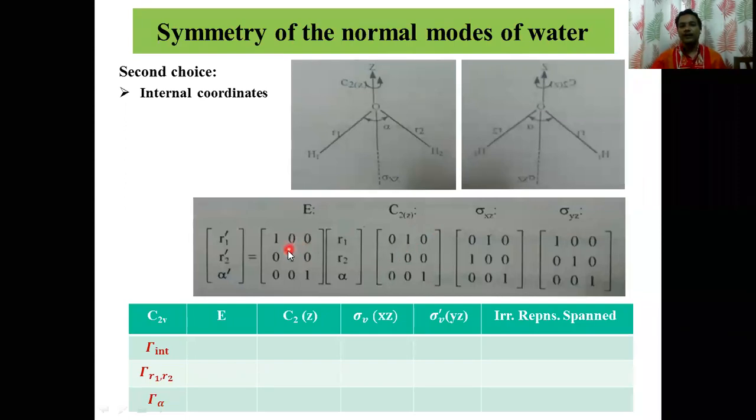So this was the identity matrix, which I have already written on the screen. And then this is going to be C2. Now why is it C2? Look here. If I do C2 along Z, either clockwise or anti-clockwise, then R1 goes to R2. So this is the matrix row I am going to get. R1 prime is going to come in terms of R2, so that is going to be 0, 1, 0, and then this is again 0, that is alpha.